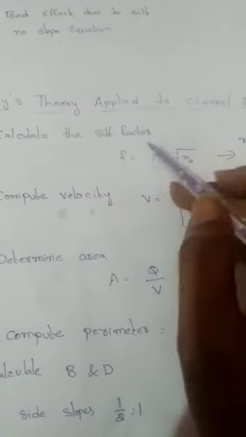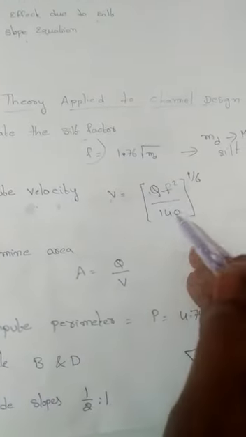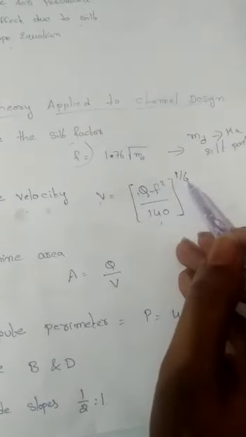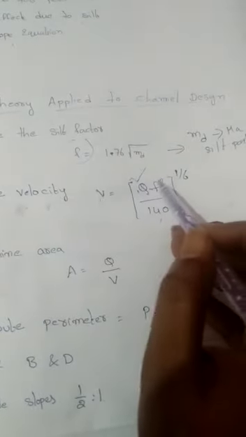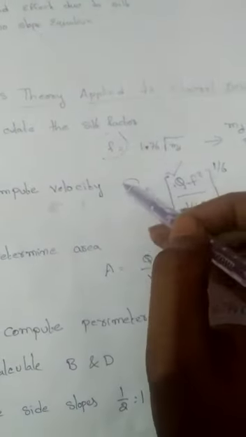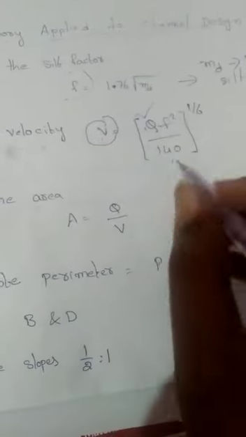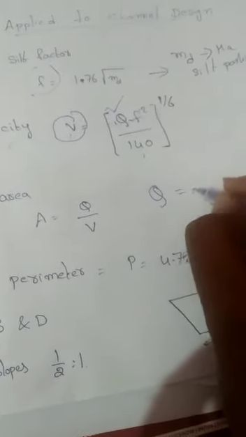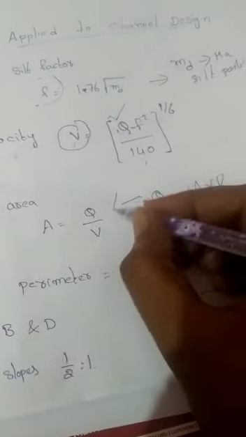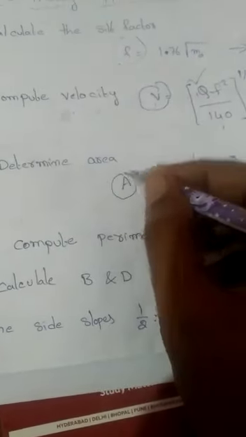Once we are able to calculate F, compute the velocity: V is equal to (Q F squared / 140) whole power 1 by 6. Here Q is the discharge value, and F is the silt factor we already calculated. Based on this we are able to calculate the velocity. Next, determine the area. Based on the continuity equation, Q is equal to A into V. Based on this, A is equal to Q by V.